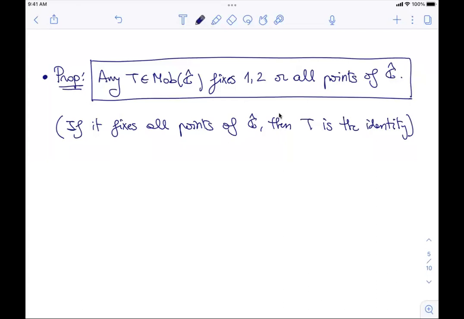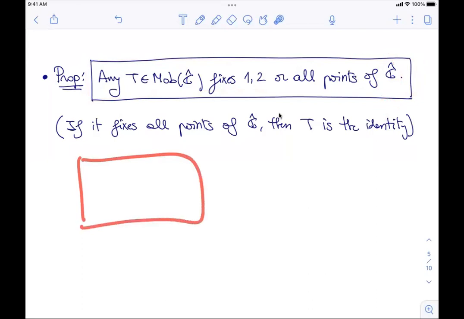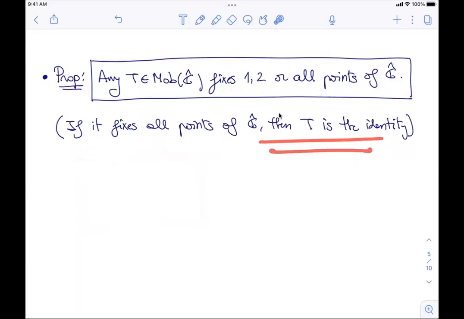In this video, we are going to discuss this result that says that any Mobius transformation fixes one, two, or all points of the Riemann sphere, the extended complex plane. This means that if we have two copies of the extended complex plane, one or two points may remain fixed. But if there are more than 2 points, then all of them remain fixed. That means in that case, the transformation is the identity. That's the only possibility if we are to keep all the points in place.